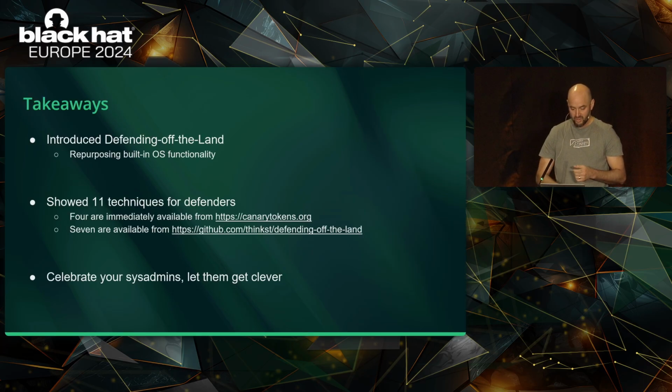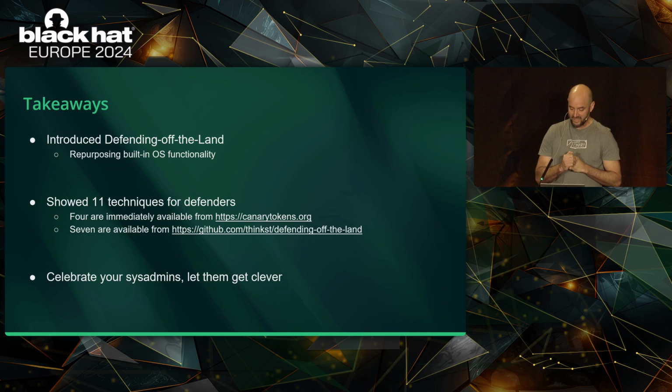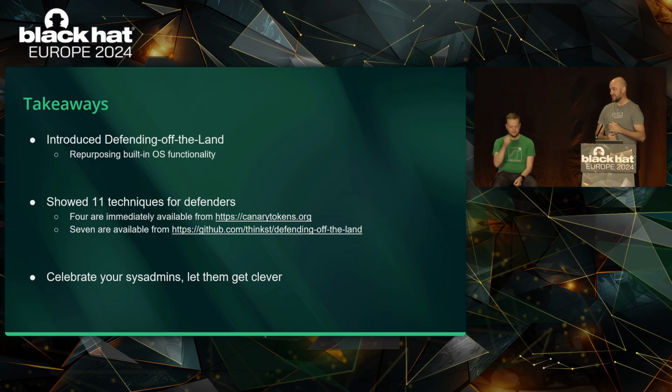So to wrap up our talk, these are the takeaways. We introduced this idea of defending off the land as a concept, this repurposing of the built-in OS functionality. We've showed you 11 plus 1 techniques. A few you might have seen before, but there should be several novel ones in there. Four of them are immediately available on tokens.org. Seven of them are up on our GitHub, and that stuff's all live right now. And lastly, defending off the land is an inherently active defense. It takes empowered and motivated sysadmins. Celebrate them, let them do their thing. Thank you very much.